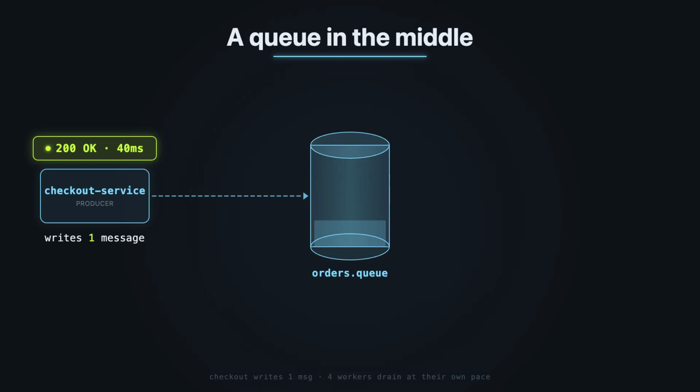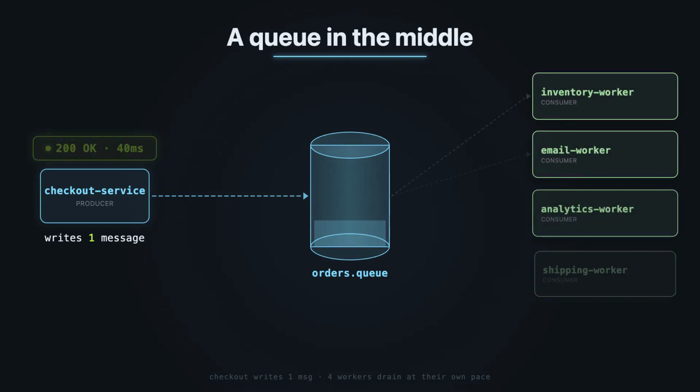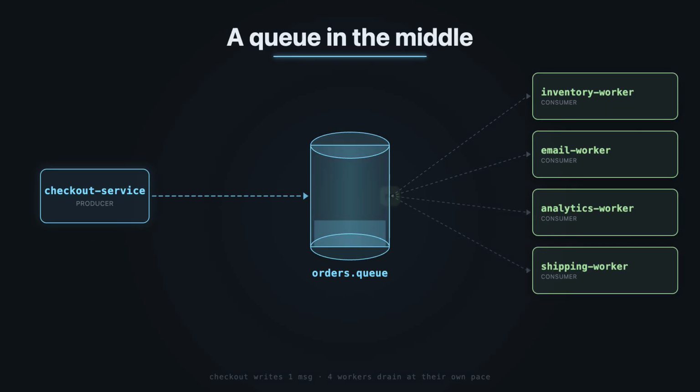The user sees success. Meanwhile, on the other side of the queue, 4 independent services are each pulling messages and doing their own thing. Inventory decrements stock. Email sends confirmation. Analytics logs the event. Shipping creates a label. Each of them takes as long as it takes. 100 milliseconds, 2 seconds, it doesn't matter. Nobody is blocked on anybody.